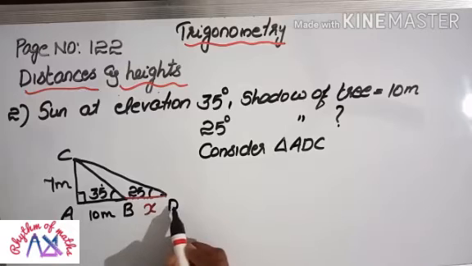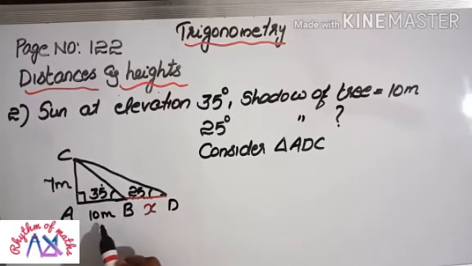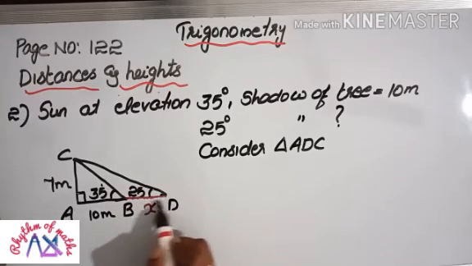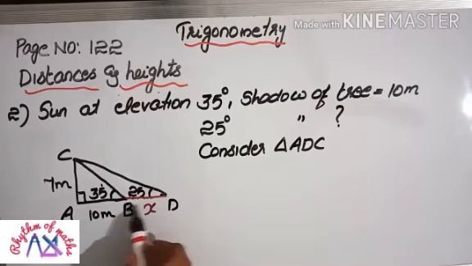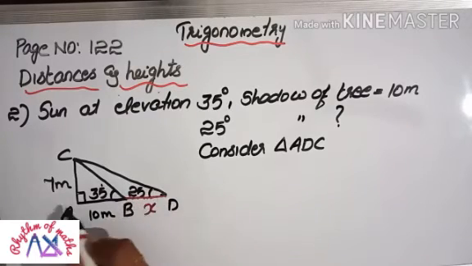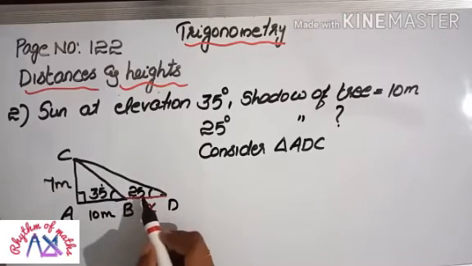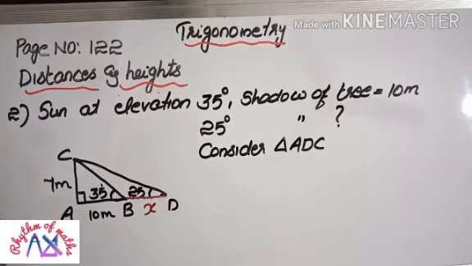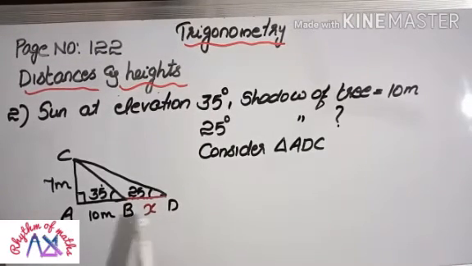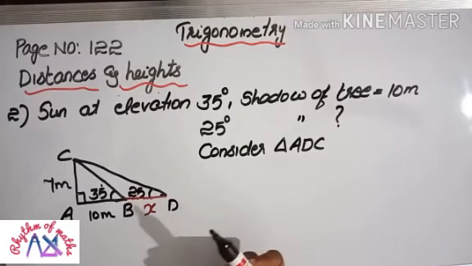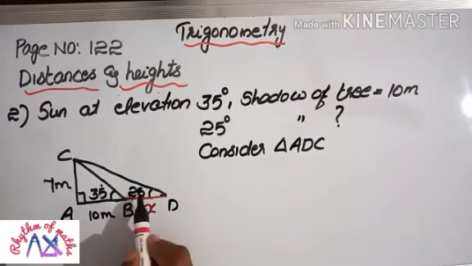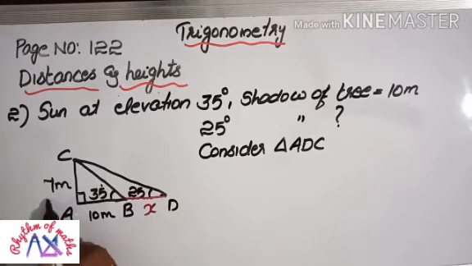And for this AD measurement, only A to B is 10. This portion we don't know. Only after finding this can we write the shadow of the tree at 25 degree. So here let's consider this length BD as x meter. This is a missing portion. Now, what will the equation be? Among sine, cos, tan, at 25 degrees the opposite side is given, that is 7 meter.